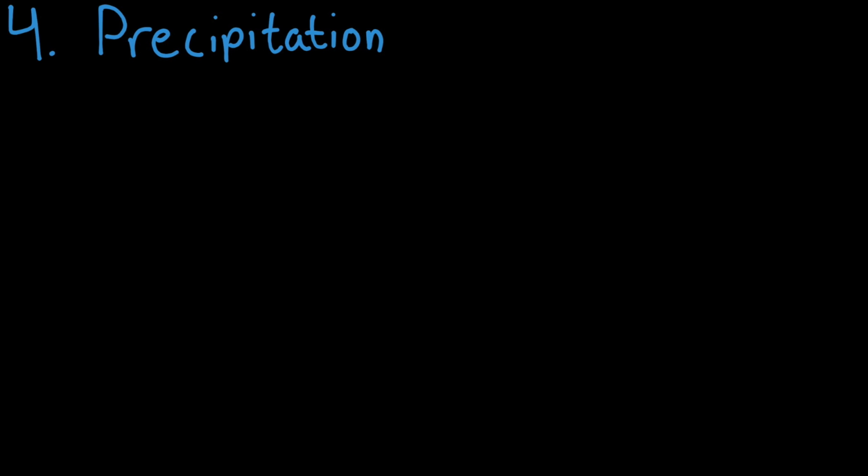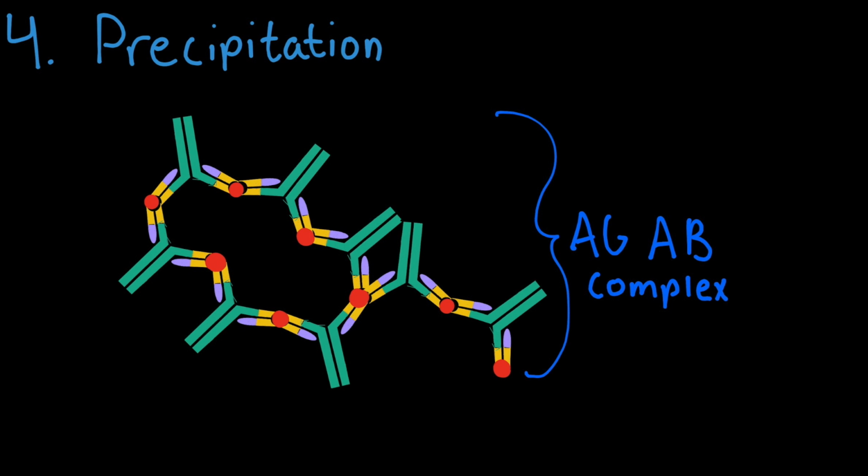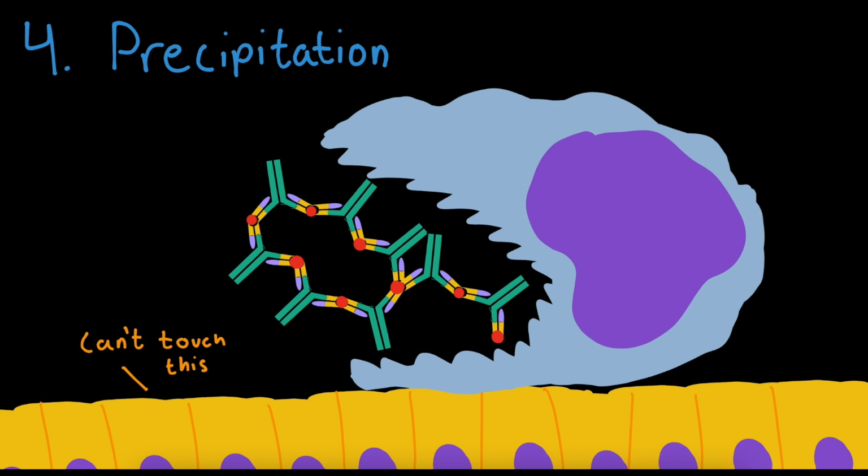The fourth mechanism antibodies perform includes precipitation, in which antibodies, primarily IgM, attach to the antigens from foreign pathogen to form the antigen-antibody complex, which prevents the pathogen from binding to the surface of healthy cells. This complex is big enough to be phagocytized.